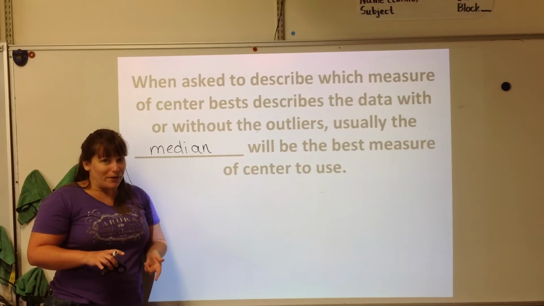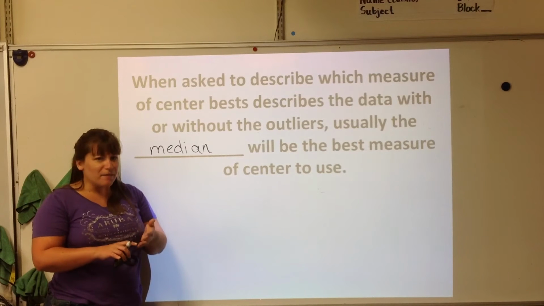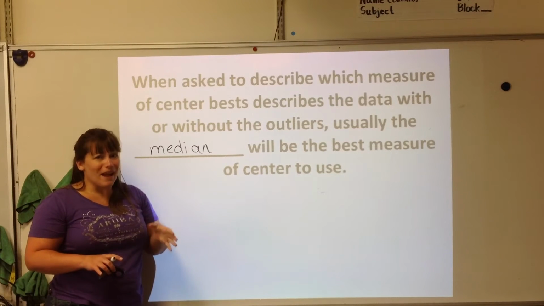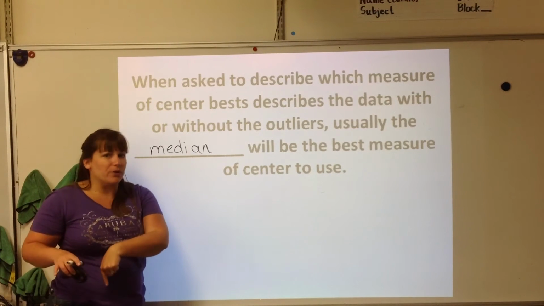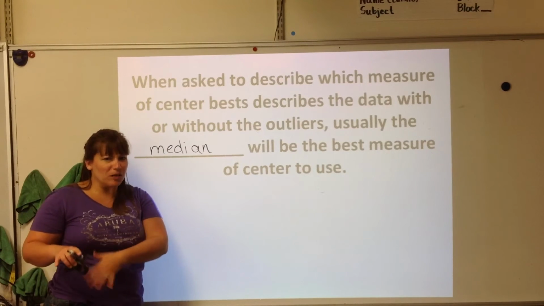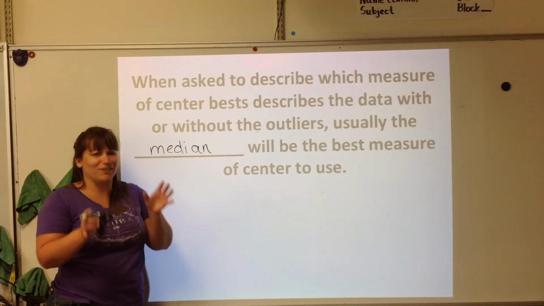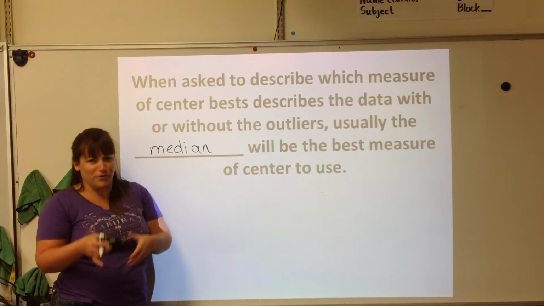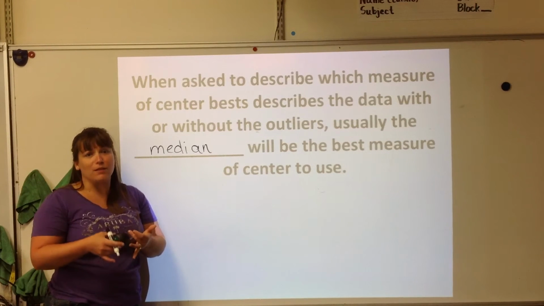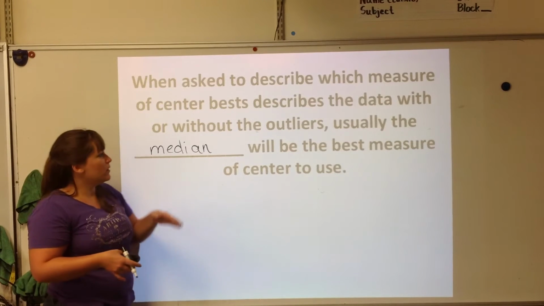And there could be an outlier in there, but find the measure of the center anyway. Now, ignore the outlier. Pretend that little number or that big number didn't exist in that data set and just do the other numbers and find the mean, median, and mode of those.